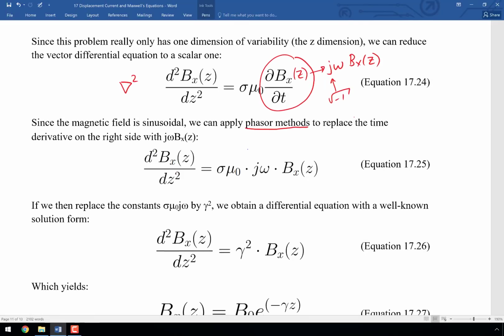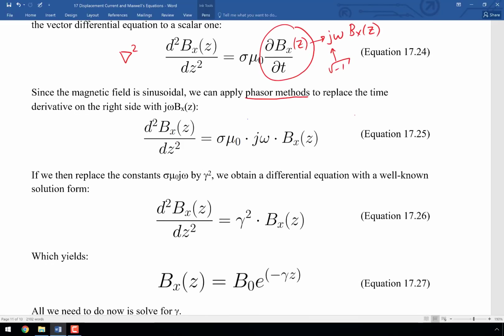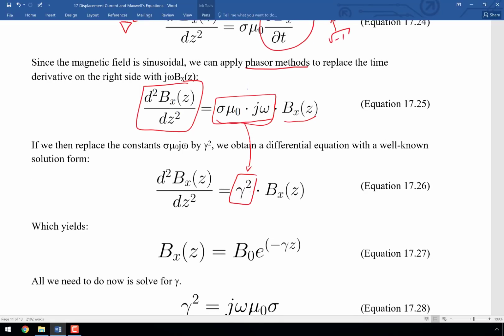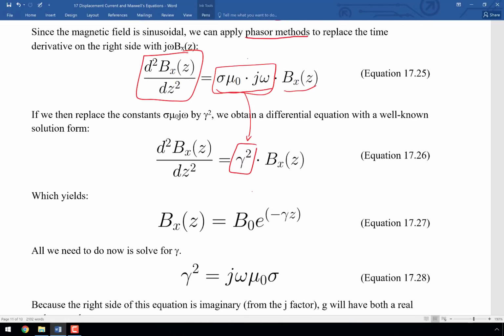So we have here a differential equation where the left-hand side is a second spatial derivative and the right-hand side is just a constant multiplied by the function B sub x of z. I'm going to replace this constant with gamma squared. That's the only change I'm making between those two steps: gamma squared is equal to sigma mu sub 0 times j omega. And this equation, 17.26, has a well-known form of its solution.